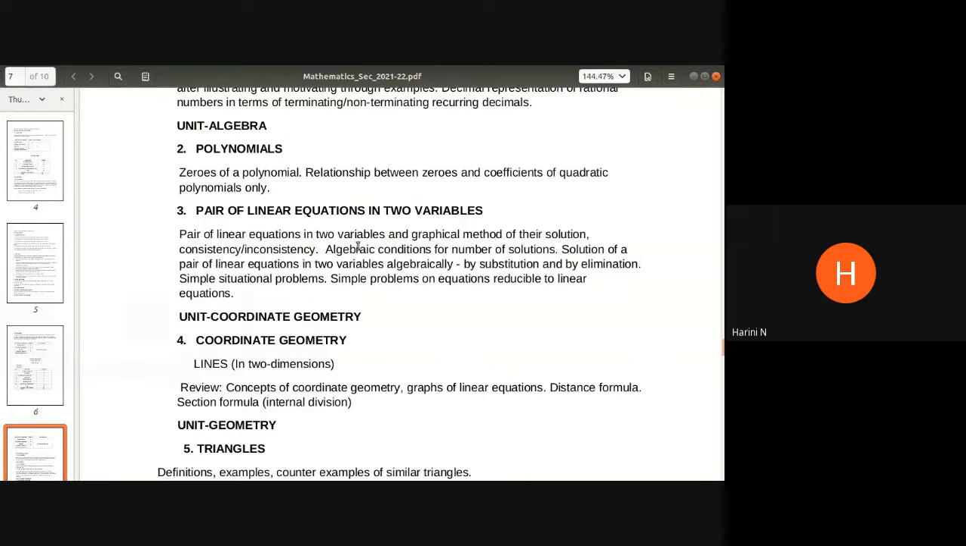All right. Next. Once the graphical method is clear and we know the conditions of consistency, the second concept that we should know is the algebraic conditions for the number of solutions. How many solutions a given pair of linear equations will have will be decided again based on the coefficients of the variables in both the given equations. So those algebraic conditions also we must know. There are going to be questions based on this also.